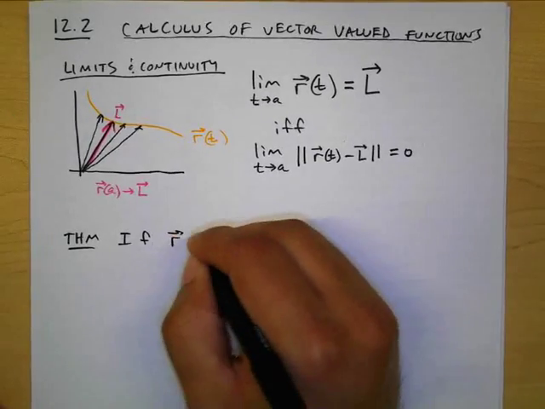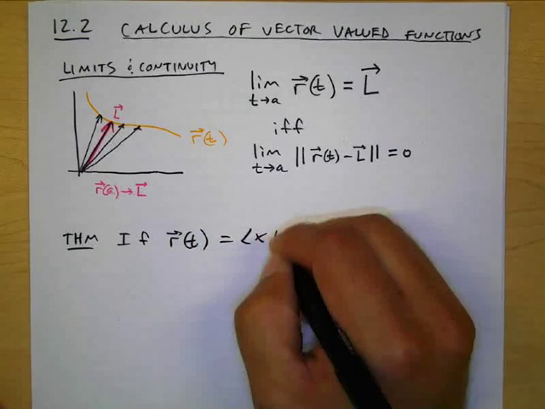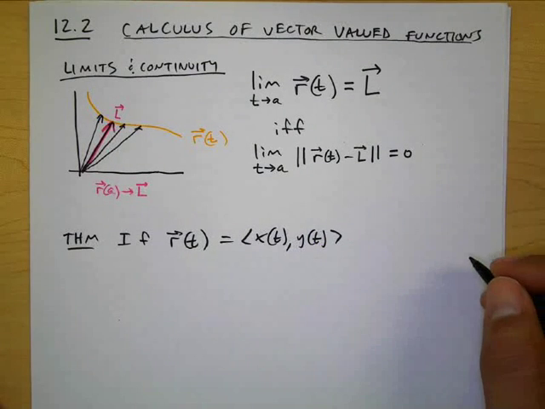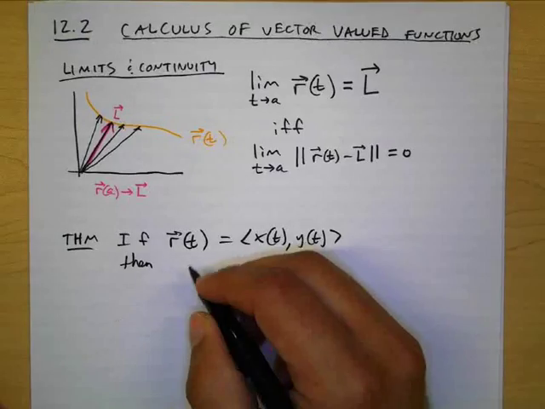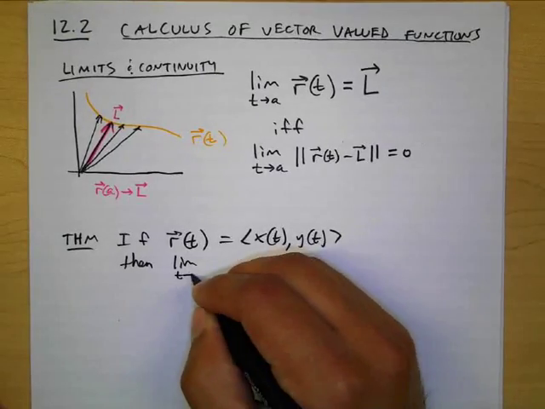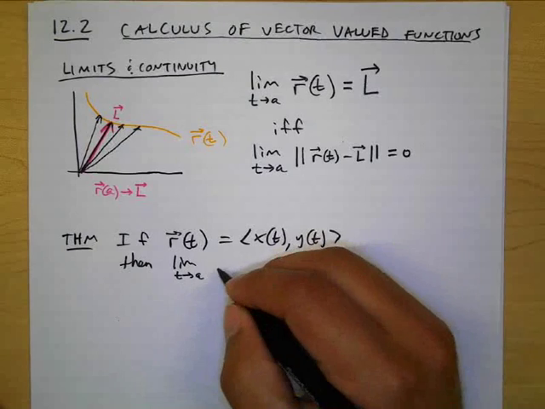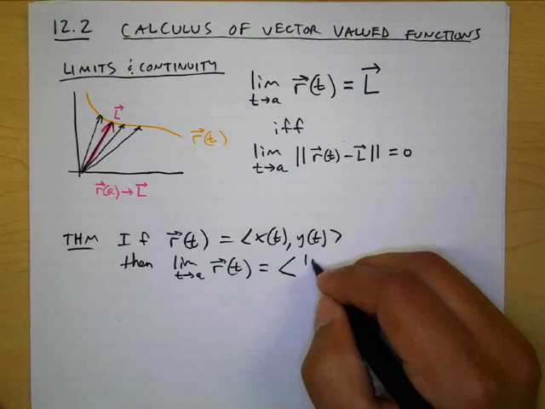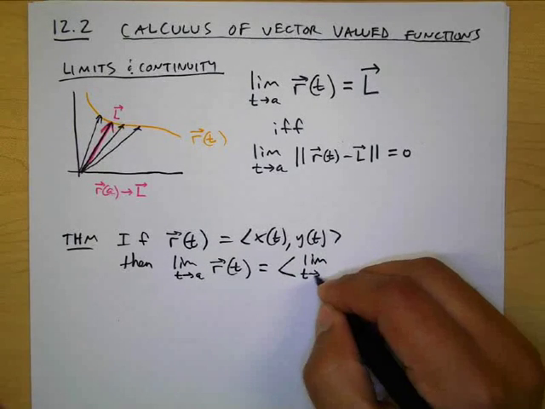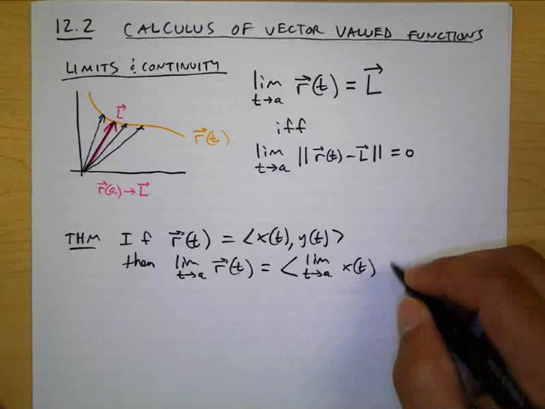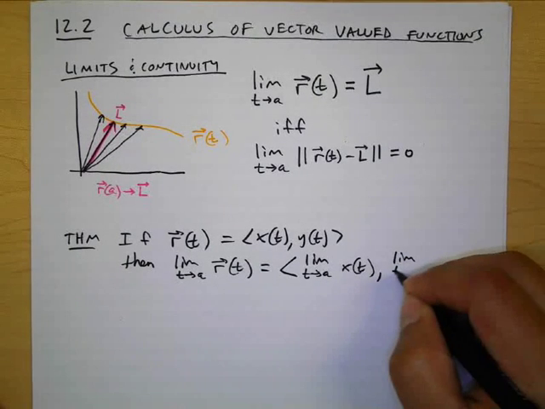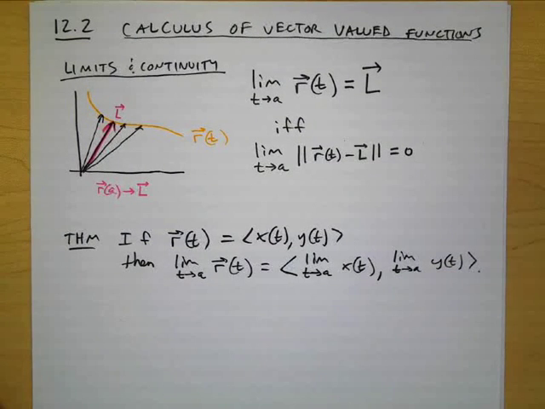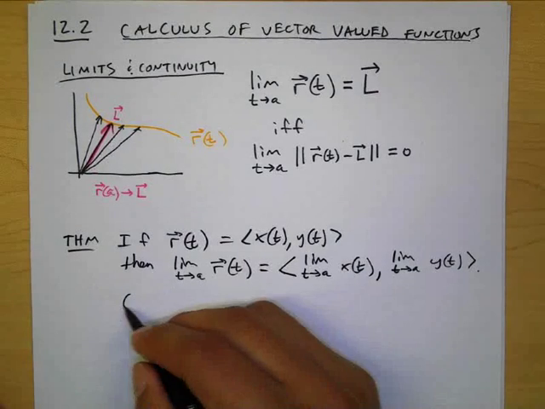Theorem: if r of t is equal to some vector x of t, y of t, then the limit as t approaches a of r of t would simply be the limit of the components. So the limit as t approaches a of x of t, and the limit as t approaches a of y of t. And again, provided the limit exists.